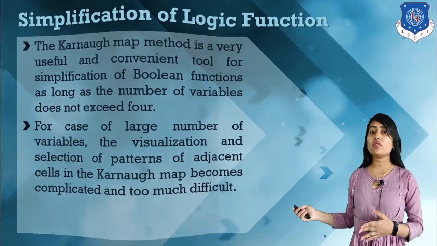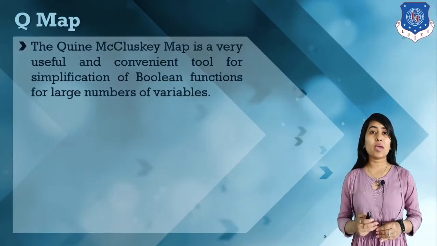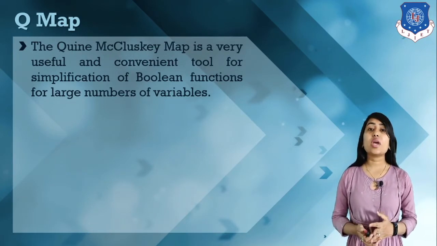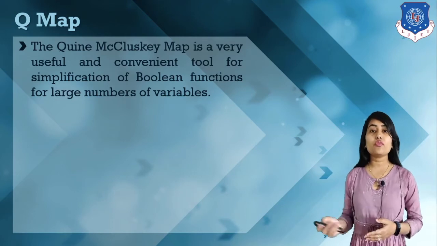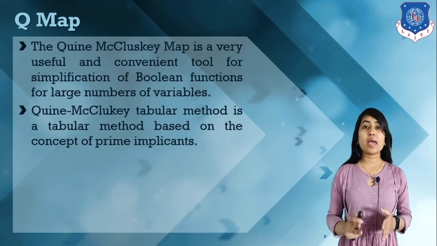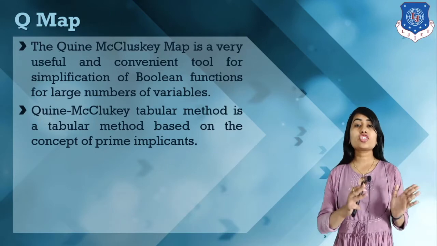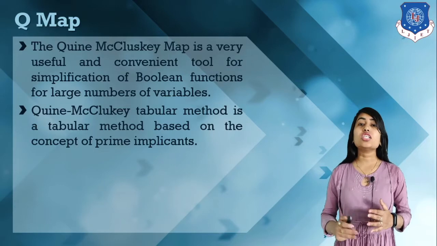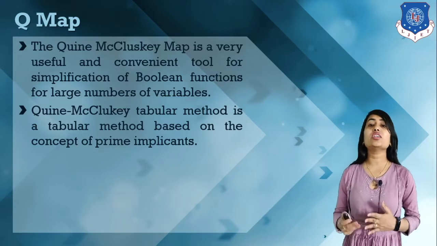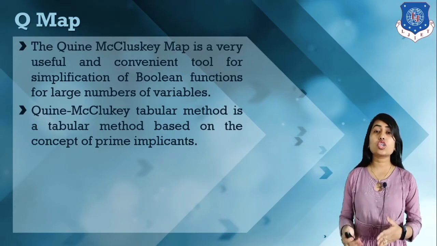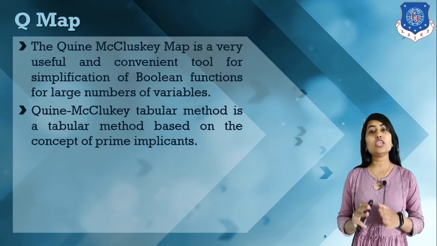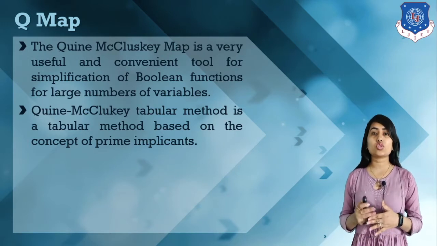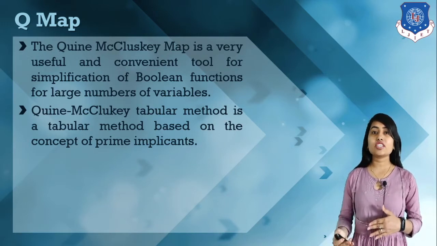So we have a method that is the Quine McCluskey method. This Quine McCluskey method is very useful for a large number of variables, and it is a tabular form method. This QMap is basically a tabular method based on the concept of prime implicants. It is convenient for a large number of variables.